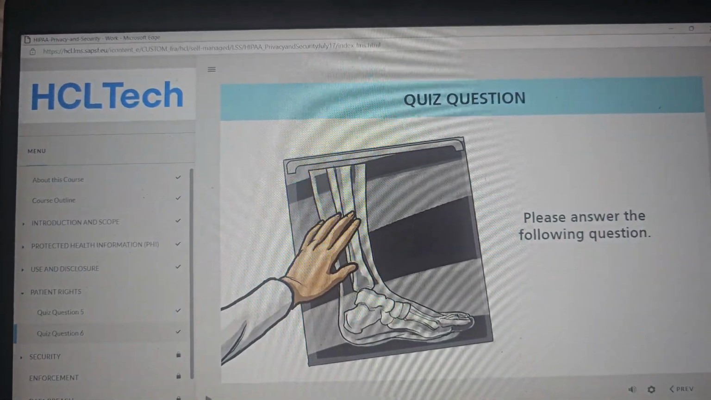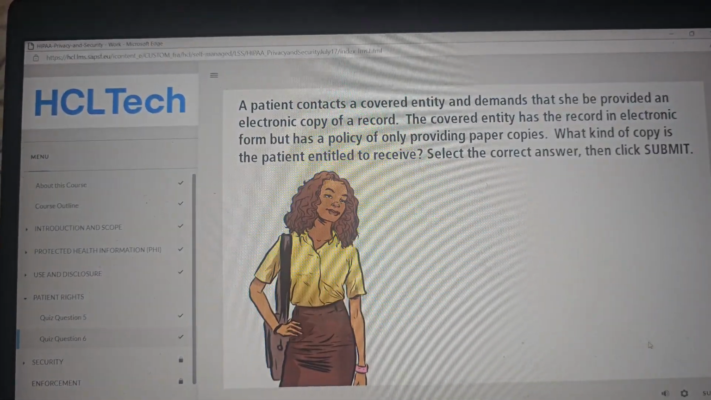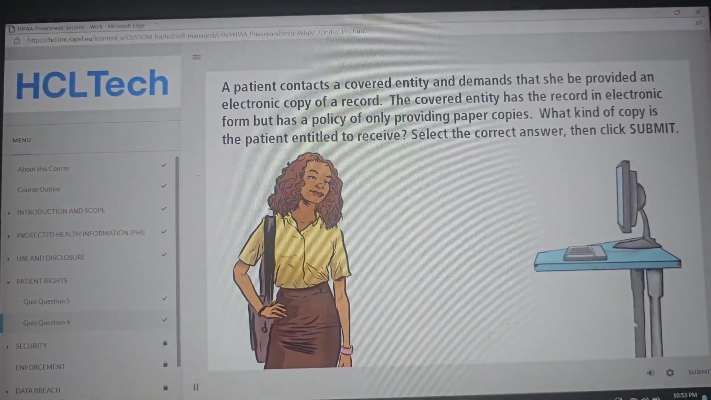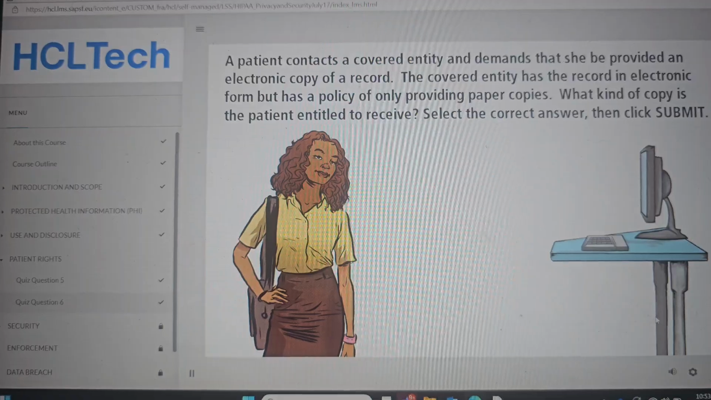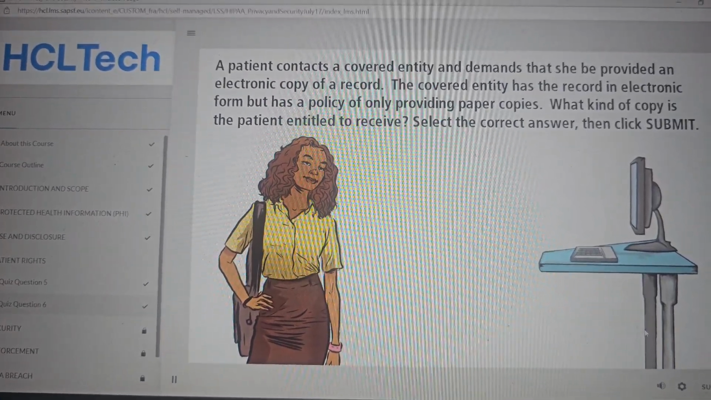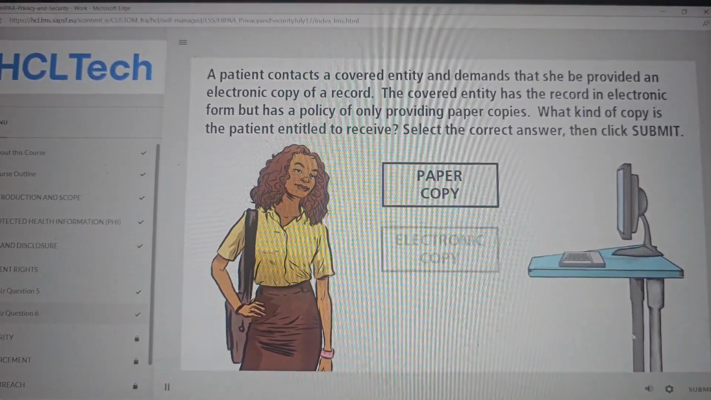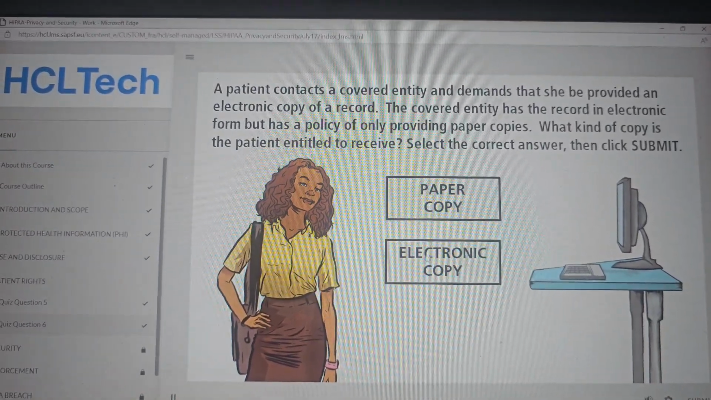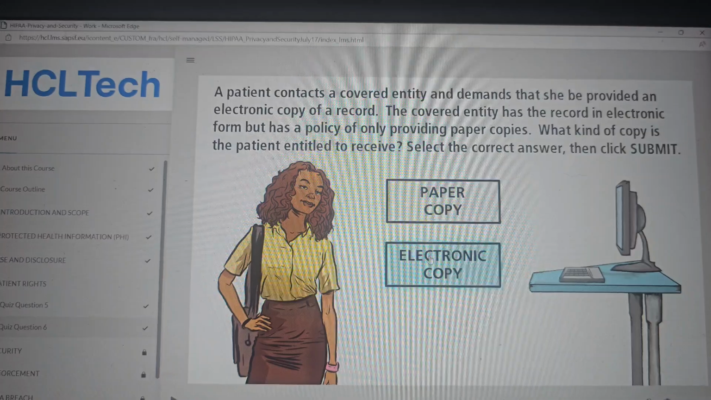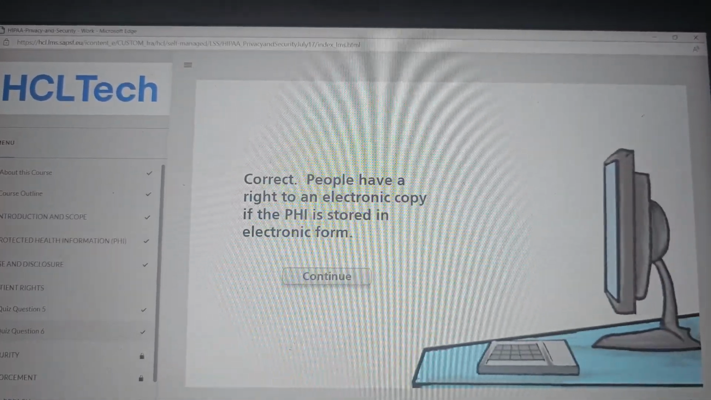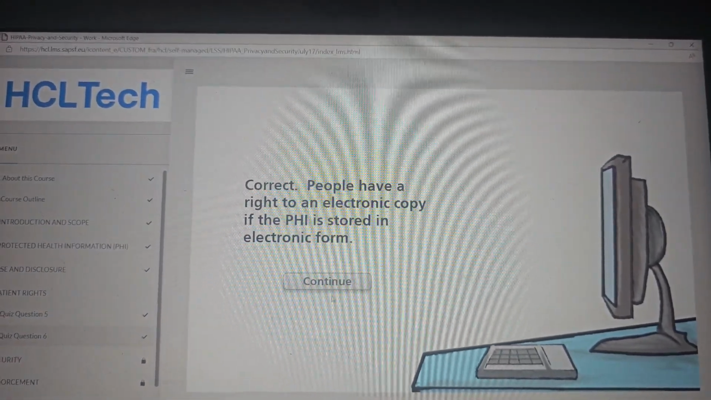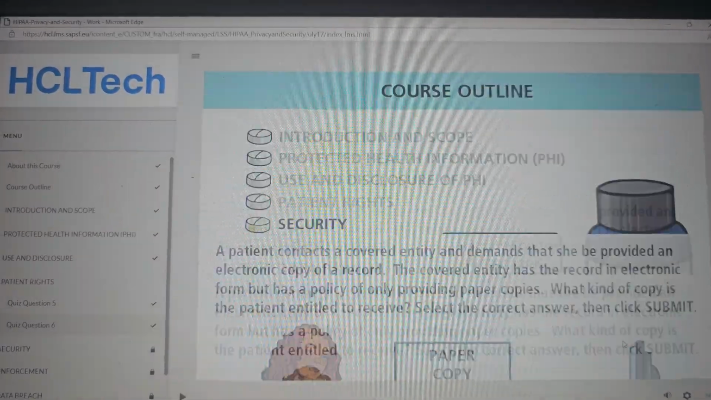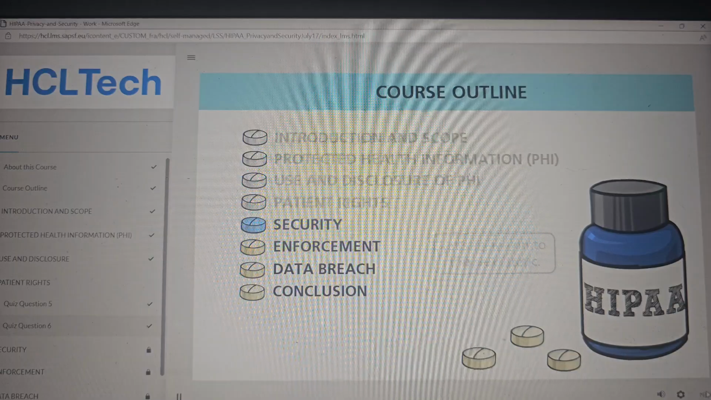Please answer the following question. A patient contacts the covered entity and demands that she be provided an electronic copy of her record. The covered entity has the record in electronic form, but has a policy of only providing paper copies. What kind of copy is the patient entitled to receive? Select the correct answer, then click Submit. Correct. People have a right to an electronic copy if the PHI is stored in electronic form. Let's move on to the next topic.